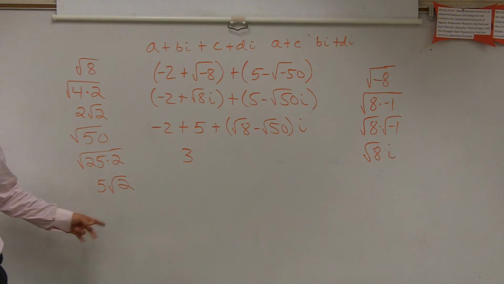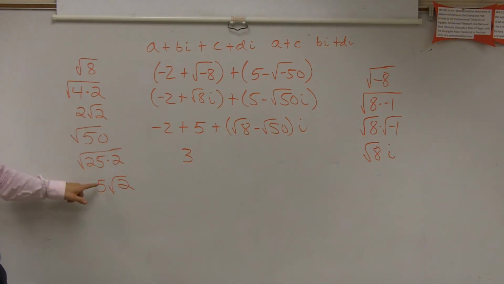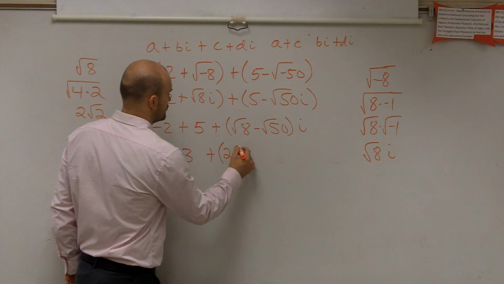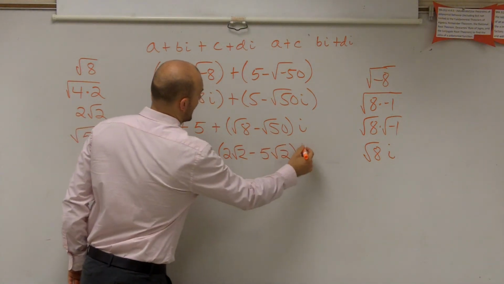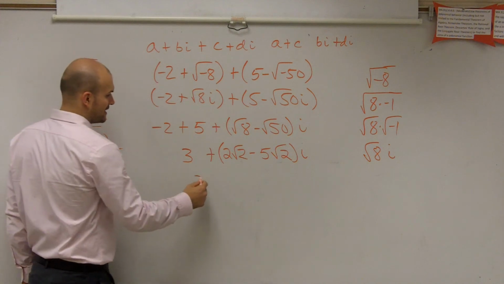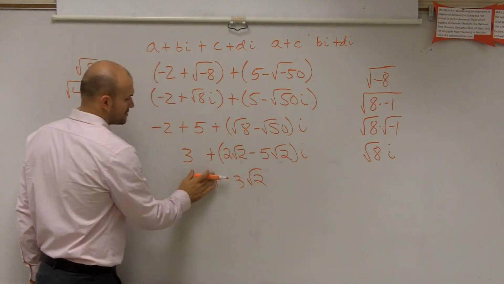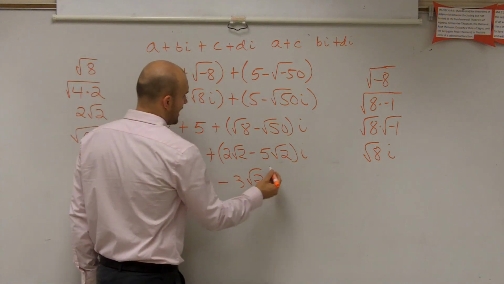Did you see that? Now, what is this? 2 square root of 2 minus 5 square root of 2. Really, that's what you're doing. This is really plus 2 radical 2 minus 5 radical 2, times i, which is negative 3 radical 2. So we can just say, instead of plus and negative, we can just say minus, and then i.